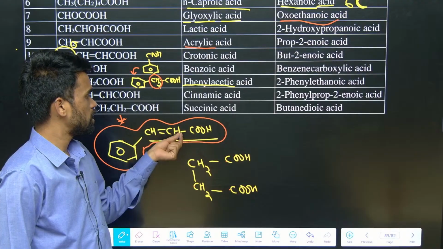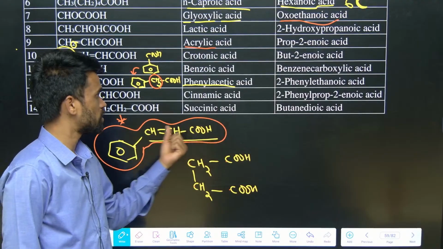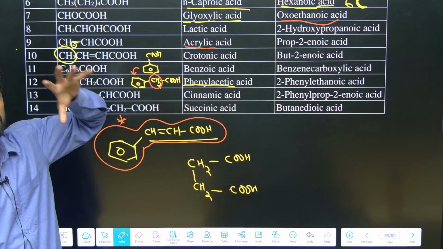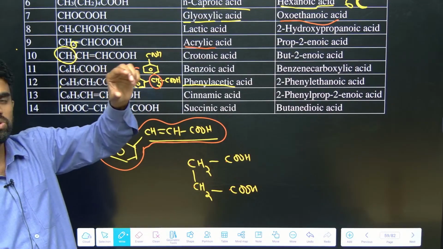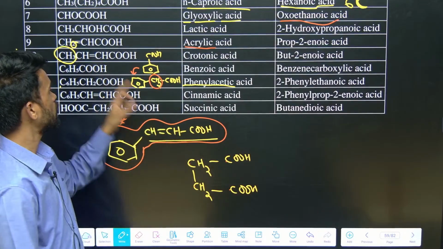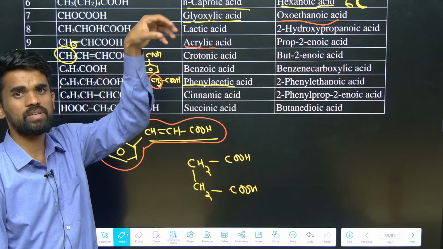From styrene, remove hydrogen and replace with COOH. You can call it cinnamic acid. Next, phenyl acetic acid. Phenyl acetic acid means phenyl group, CH2, COOH. Acetic acid is there now. Remove hydrogen, replace with phenyl. Okay. Benzoic acid, benzene ring with COOH group.